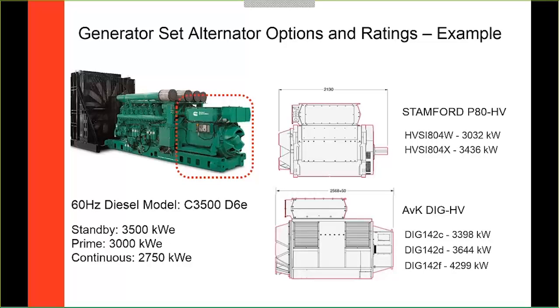In that case, we certainly couldn't use that in order to reach that standby rating of 3.5 megawatts. So more than likely, that alternator is only used at the lower power nodes or at the lower ISO ratings. On the other hand, at the very bottom, looking at that DIG 142F alternator, it's rated for almost 4.3 megawatts. Clearly oversized, definitely capable of supporting that ISO standby rating at 3.5 megawatts.